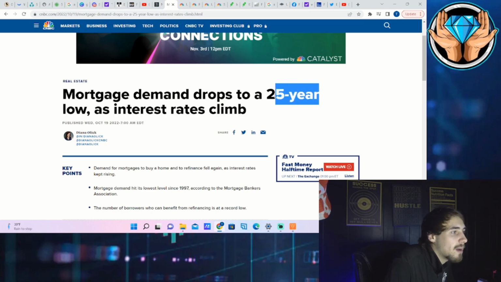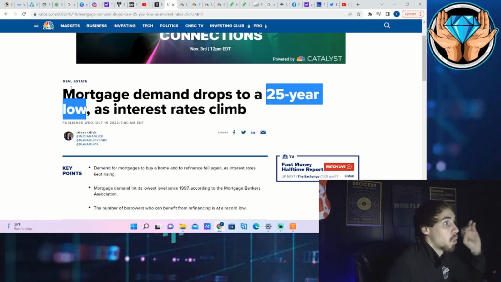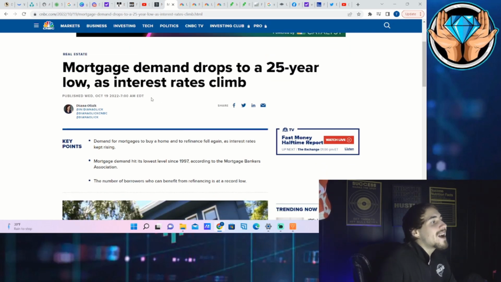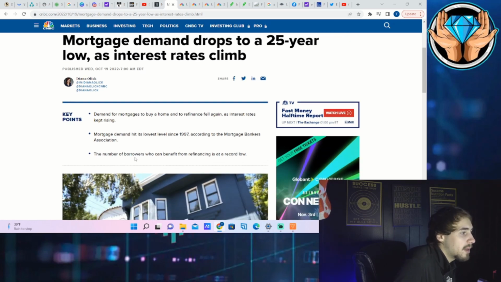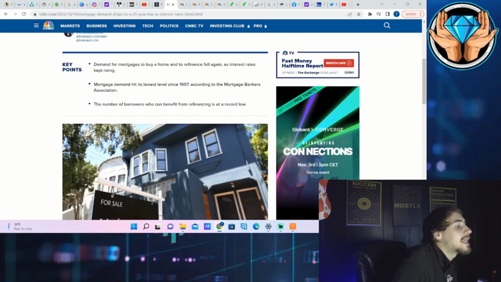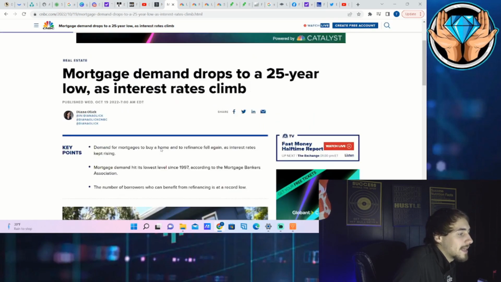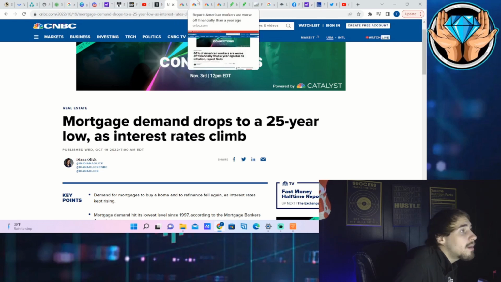And when you see mortgage demand drop to a 25-year low, that means you had more mortgage demand after the mortgage crisis during 08-09 when nobody wanted to buy a house. Now people really don't want to buy a house. So it's not a good sign for what is to come in the real estate market. Now it says demand for mortgages to buy a home and to refinance fell again as interest rates kept rising. Mortgage demand hit its lowest level since 1997, according to the Mortgage Bankers Association. The number of borrowers who can benefit from refinancing is at a record low. So like I said, guys, not a good sign for what is to come in the real estate market.